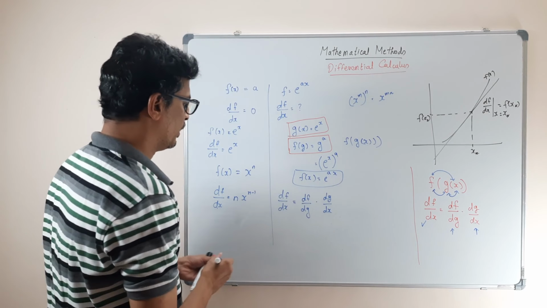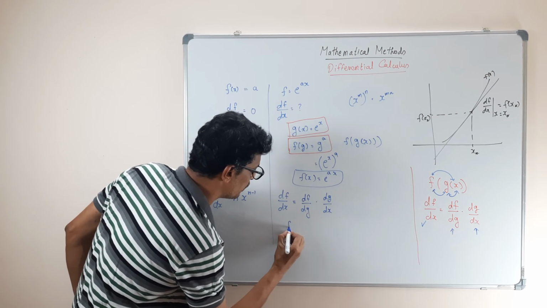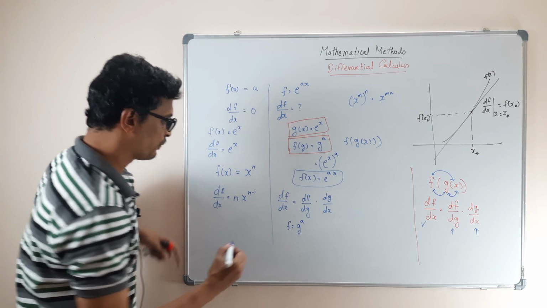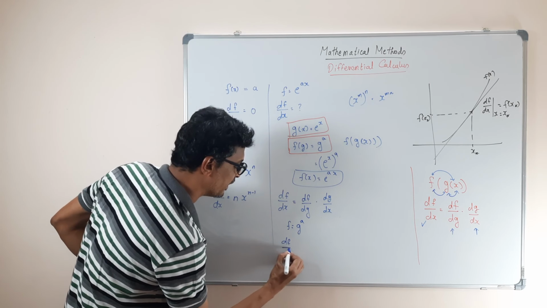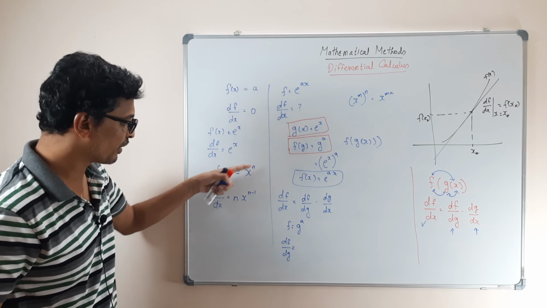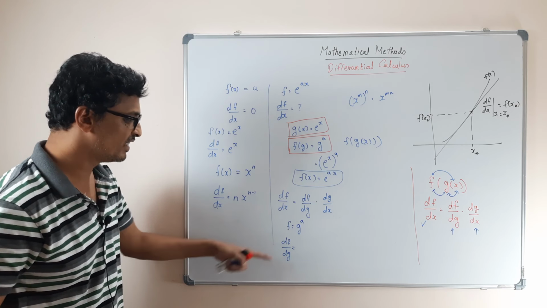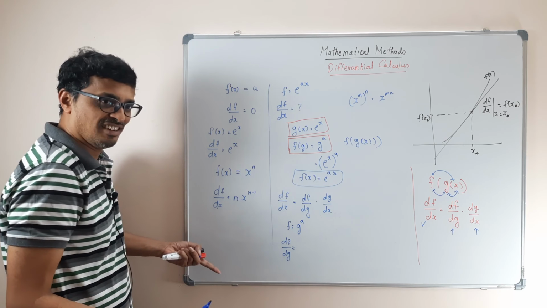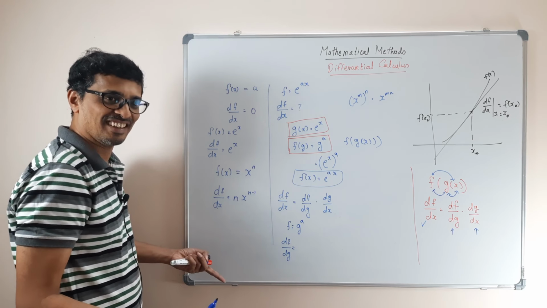So you know f is equal to g power a. Therefore df by dg will be equal to the same thing, na? F equal to g power a, df by dg equal to what? In the place of x you have g. That's all. Nothing.